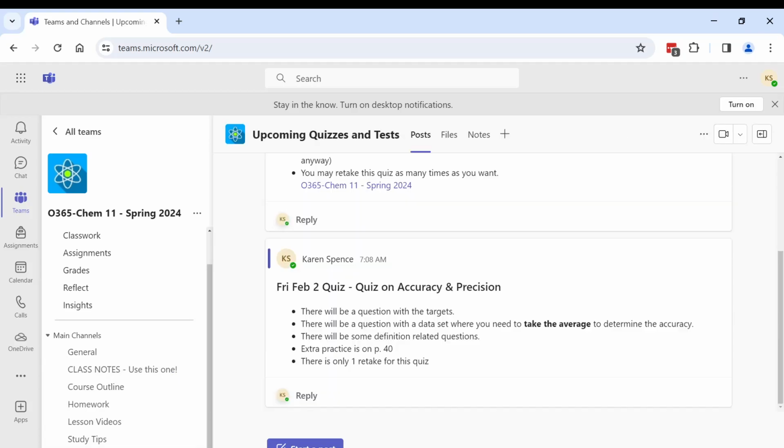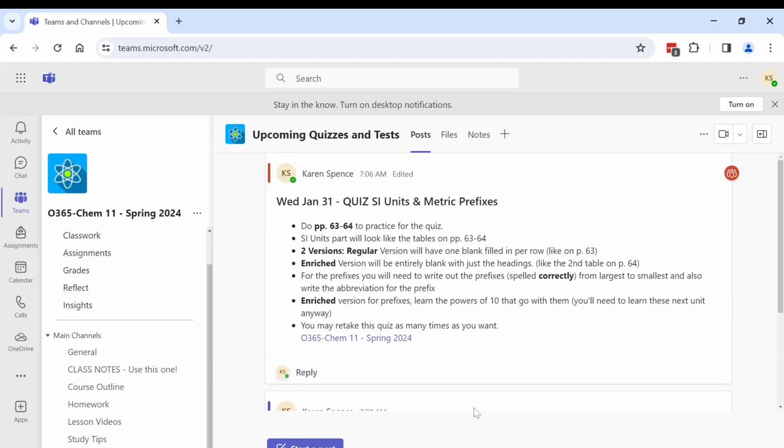Upcoming quizzes and tests. There it is. Now, why is it on this one and it won't show up on the other one? I'm not entirely sure, but we have a quiz on the SI units, the metric prefixes. So in order to review for that, if you didn't finish up page 63, you can finish up page 63 and 64.